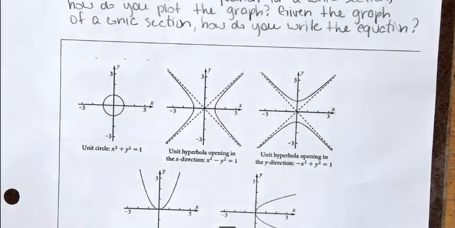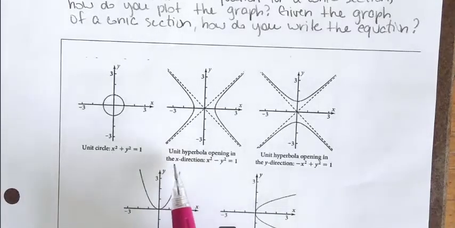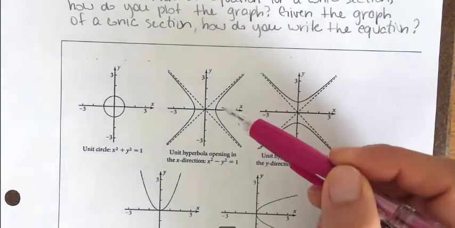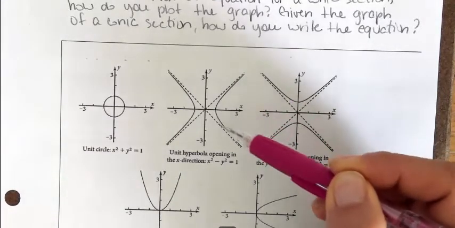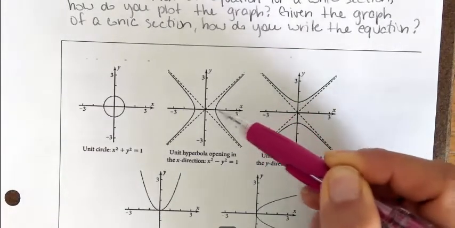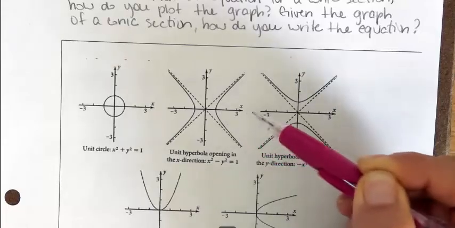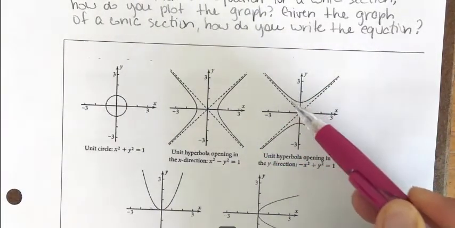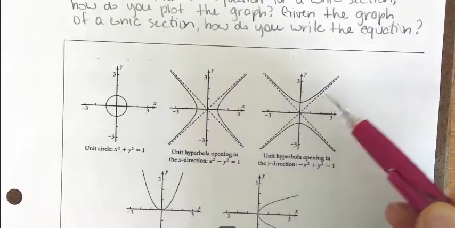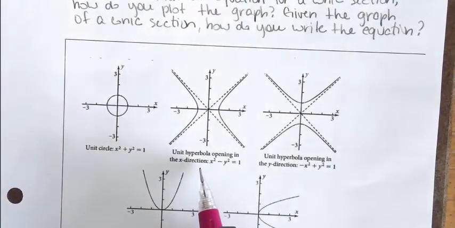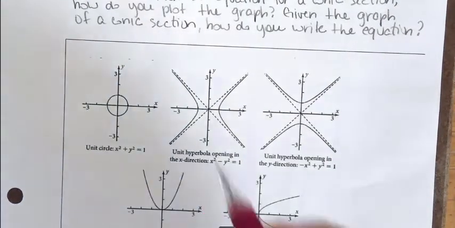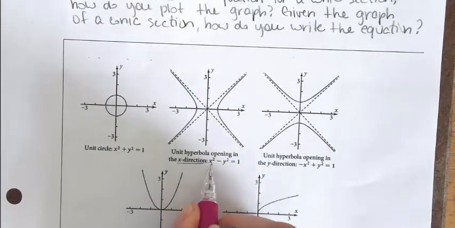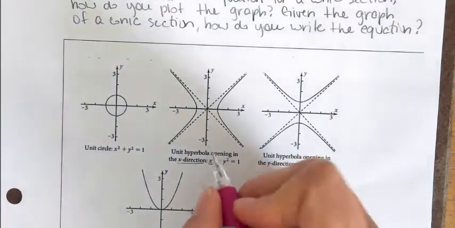You then have a unit hyperbola opening in the x direction. We know it's opening in the x direction because you can see that this is actually facing, right? This opening here is towards the x. It would be a y opening, right? If you're opening along that y-axis, okay? So when it's opening in the x direction, you're going to have a positive x. So this part right here is positive.